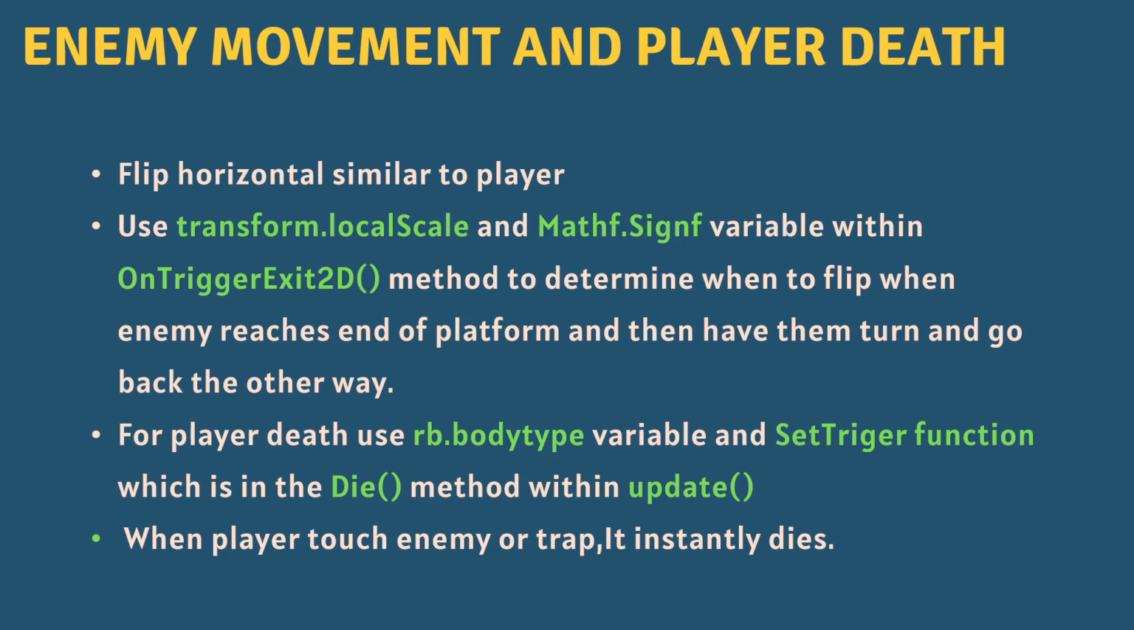The next is for the player, where we have used the rb.bodyType variable and set trigger function, which is in the die method within the update method. And lastly, when the player touches the enemy or trap, it instantly dies. Over to you, Romil.